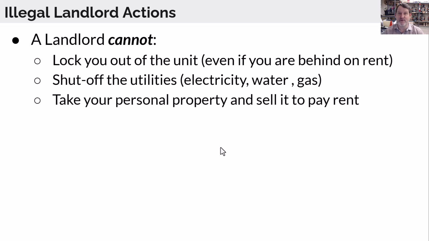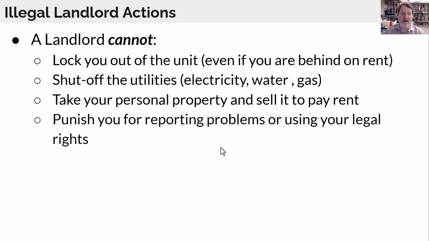They cannot take your personal property to sell it to pay for rent. So if you're behind on rent, they can't lock the doors on you and then have like a yard sale the next day to sell your stuff. That's called stealing. They can't do that. They can't punish you for reporting problems or using your legal rights. They can go through a legal eviction process, which is they go to the court and they petition to have you removed. At that point, they'll send a sheriff out, and then they'll move all your furniture and all your stuff out of the place and require you to vacate. So that's a legal process, and that can happen to you if you don't pay your rent, but the landlord can't just come strong-arm you themselves. There's a process for it.